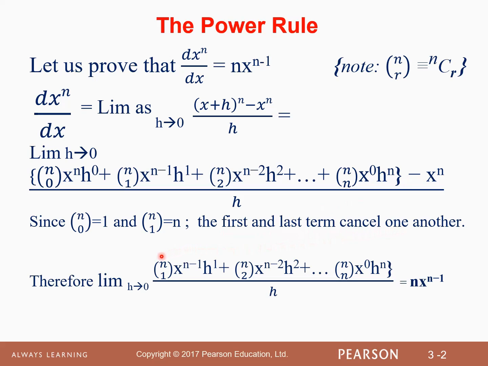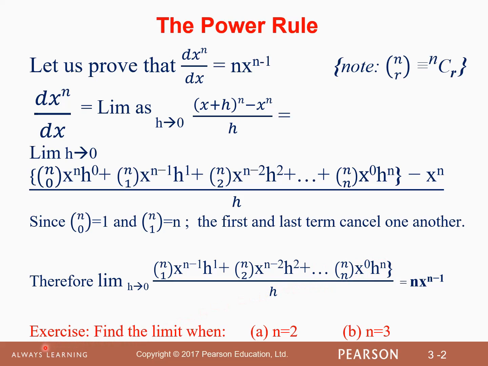What are we left with? We're left with the limit as h goes to 0 of 1 chosen out of n, x to the power n minus 1, h to the power 1, plus 2 chosen out of n, x to the power n minus 2, h square, plus all the way until n chosen out of n, x to the power 0, h to the power n. Now, this is divided by h. If we look at the terms, the only term with h to the power 1 is the first term. From the second term on, the h exponent continues to increase until it gets to h to the power n. That means if we divide by h, what will happen?